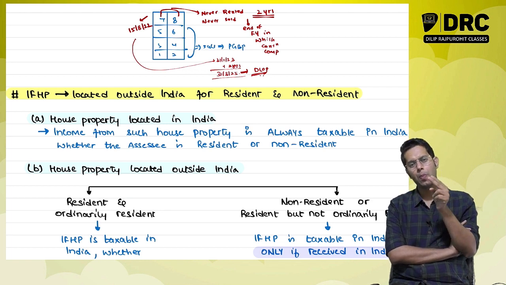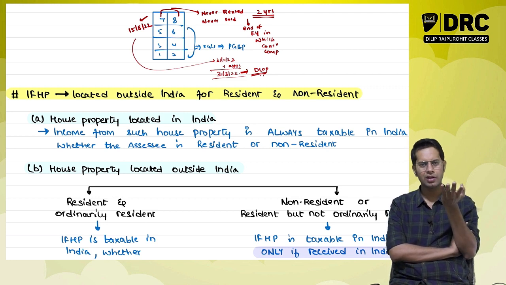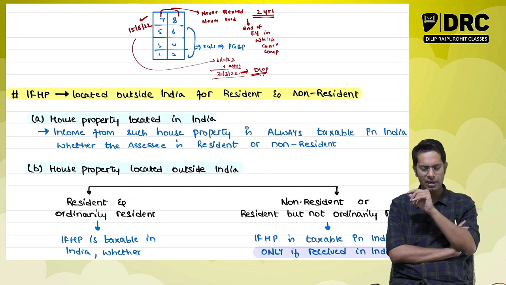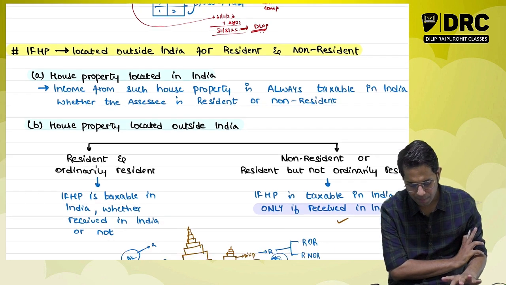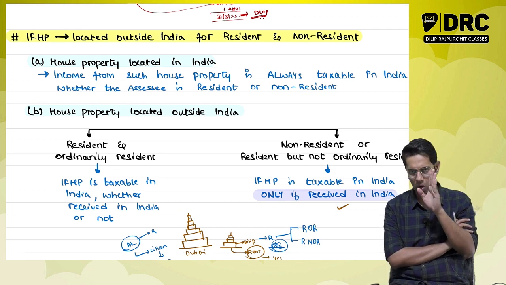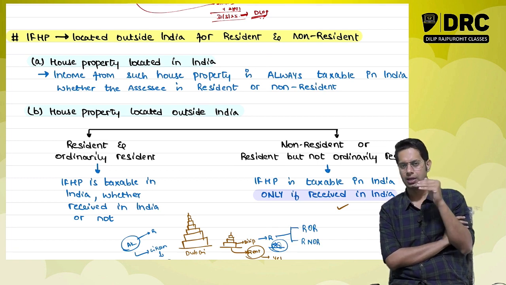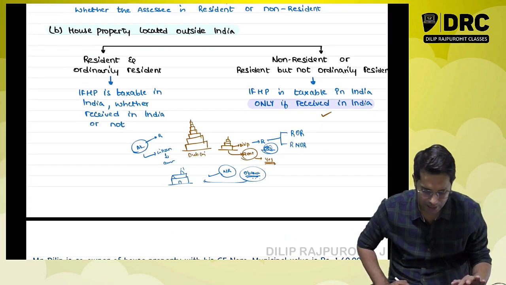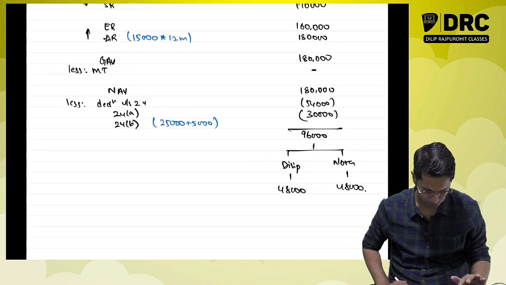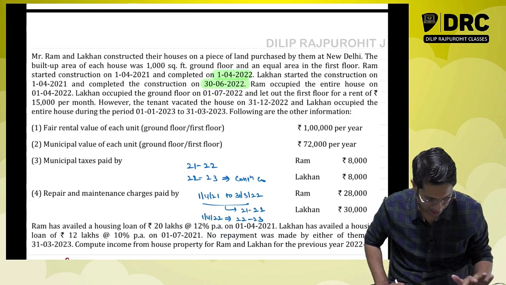Case number 2, if the property is located outside India and you are a resident and ordinarily resident of India, it is taxable in India. It does not matter where the property is located, whatever rent you are earning is taxable in India because global income is taxable in India. If the property is located outside India and you are a non-resident or resident but not ordinarily resident, if you have received the rent in India only, then it is taxable, else it is not taxable. Else you are not required to pay any taxes in India. So there are 2 questions with respect to this point, you can go through them.